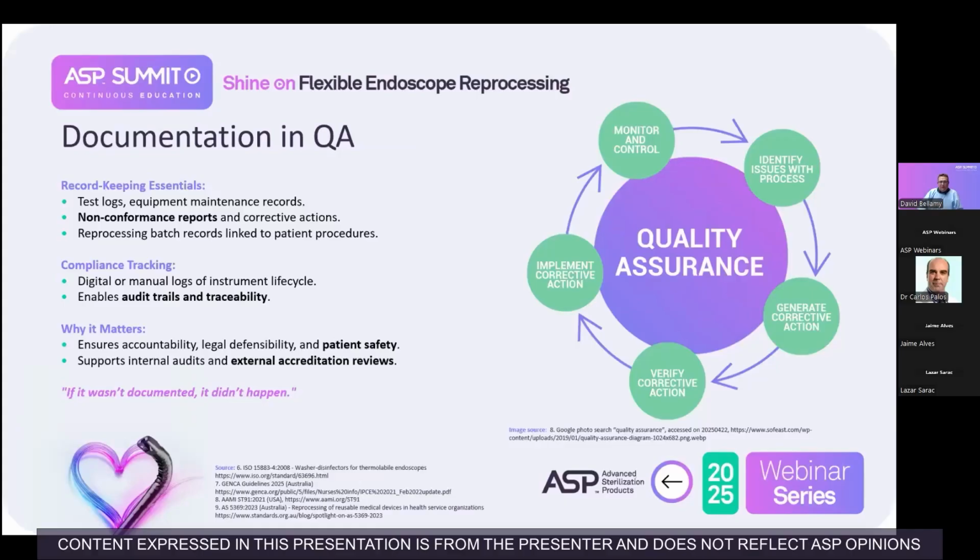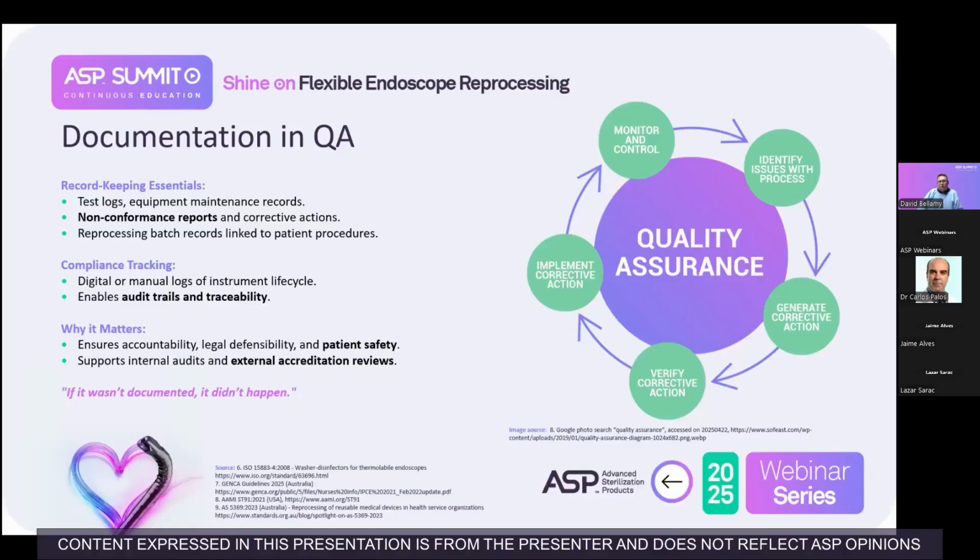In the standards, they also highlight the importance of life cycle documentation. So from receipt and usage to each cleaning, disinfection, drying and storage event, it can be done with either manual or digital logs. Manual logs can be used, but digital systems actually reduce the risk of human error and, of course, improve accessibility.